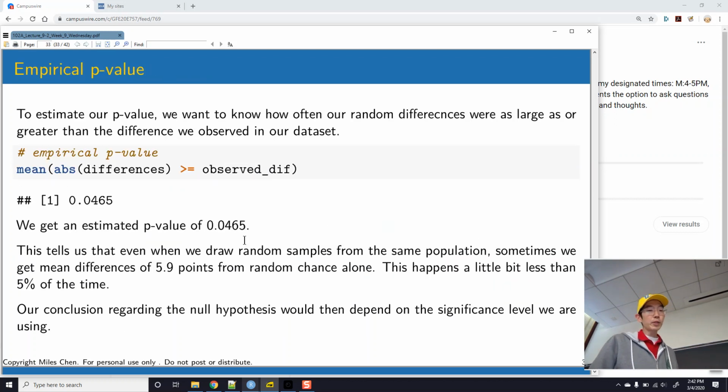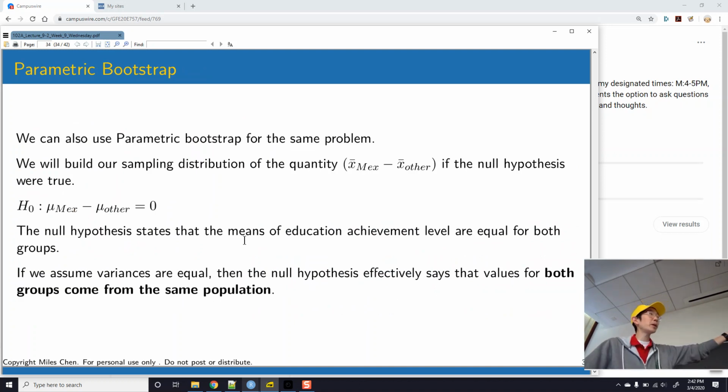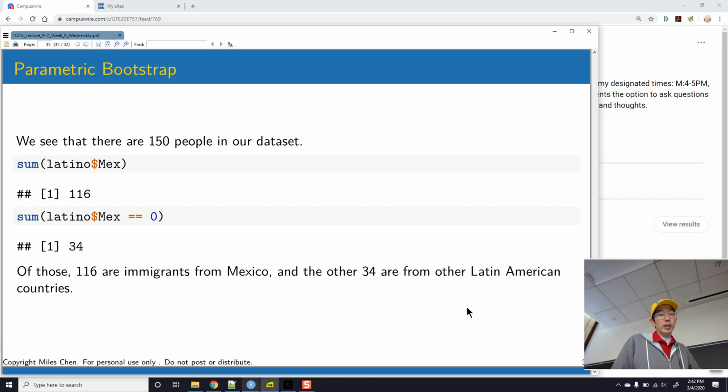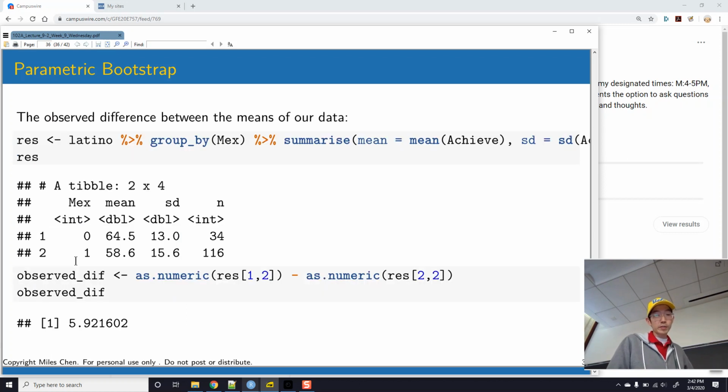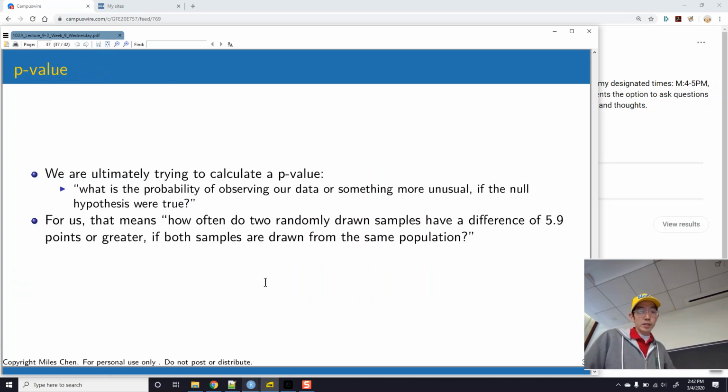Okay, if we wanted to do parametric bootstrap, we could do parametric bootstrap for real data as well, okay? And we would set up our null hypotheses the same way. And again, under the null hypothesis, data for both groups come from the same population. This time, okay, yeah, 116, 34. Okay, here's the same summary stats that we saw earlier.